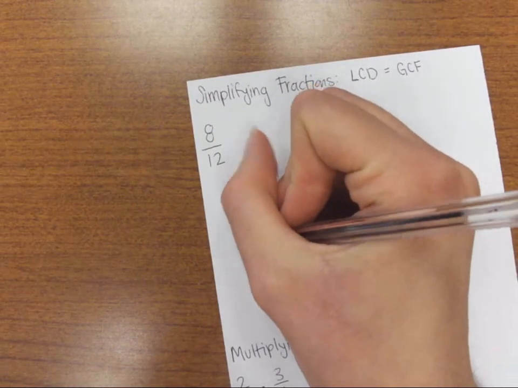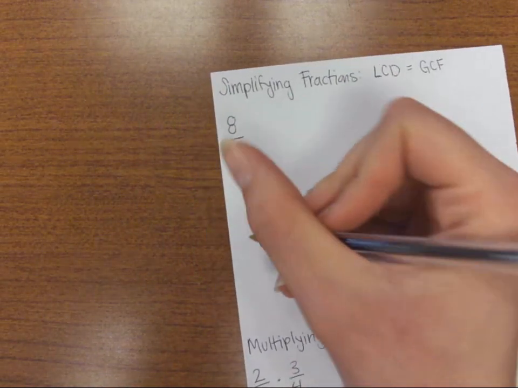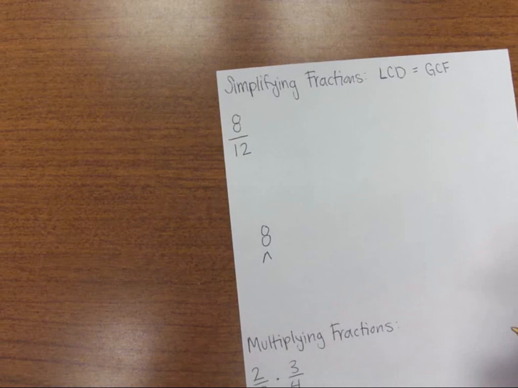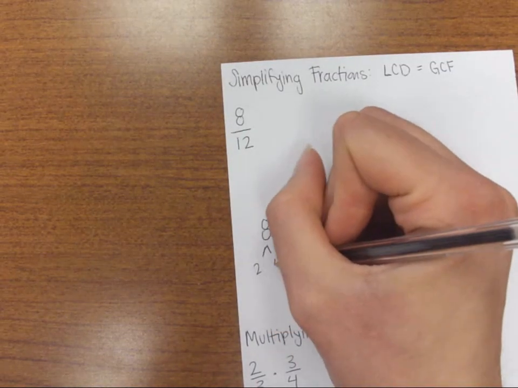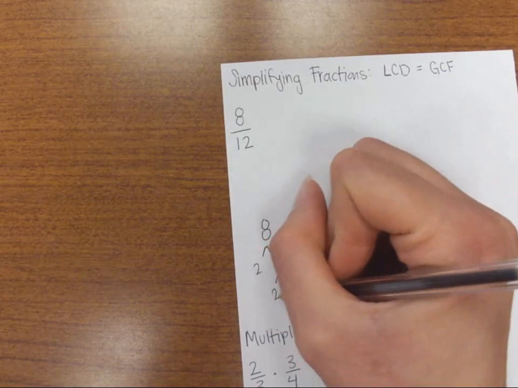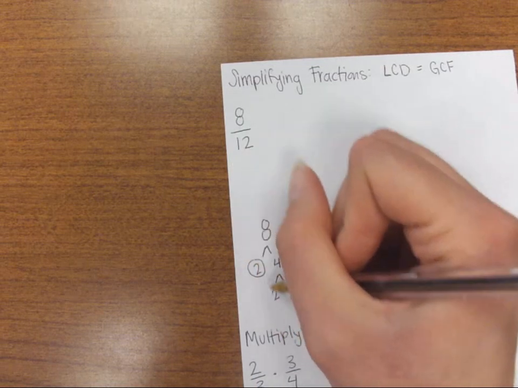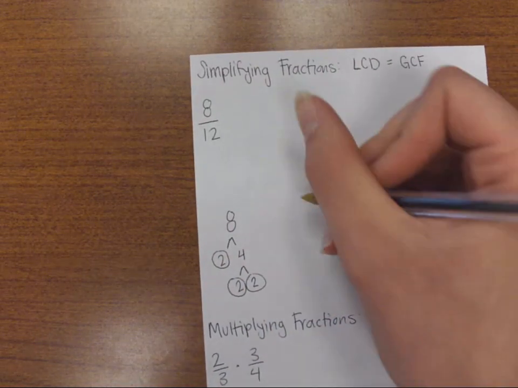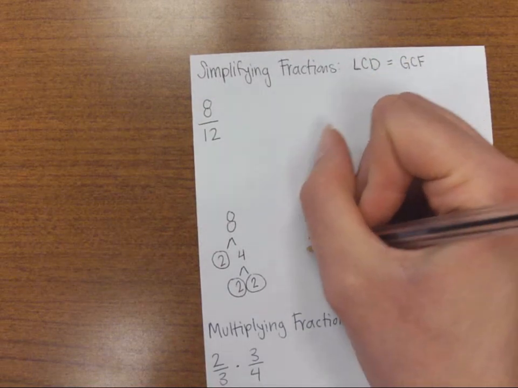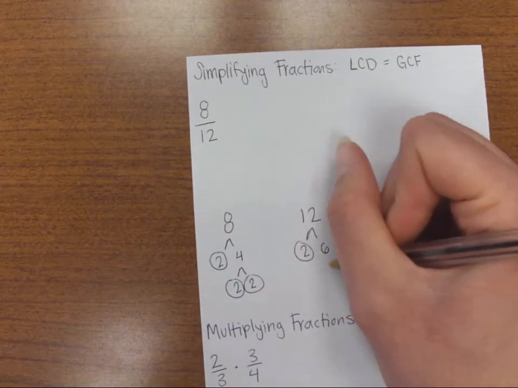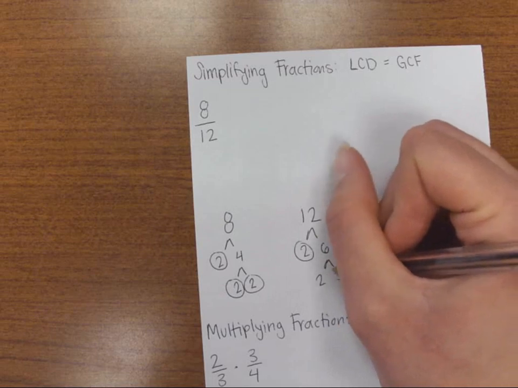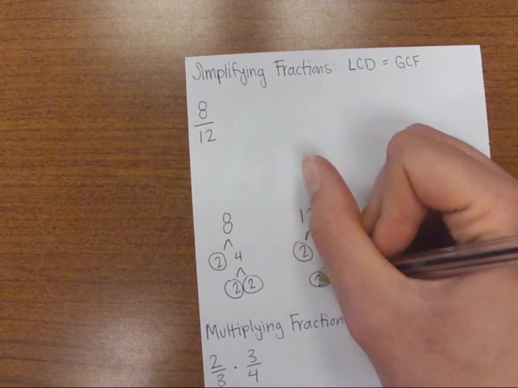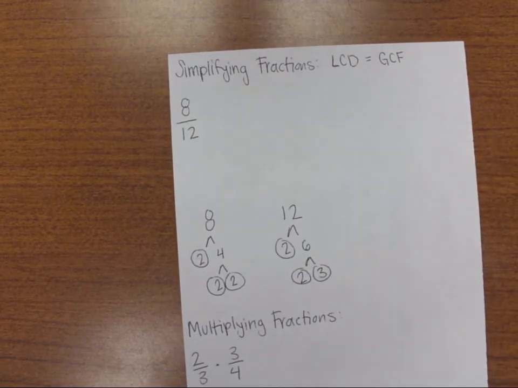One way we can do that is to find the greatest common factor. To do that, we take each of these numbers and find its prime factorization. So 8 divides into 2 and 4. 4 factors into 2 and 2. So for my 8, I get a 2 times a 2 times a 2 for my prime factorization. For my 12, I get 2 and 6. 6 gives me 2 and 3. So I get a 2, 2, and a 3 for my factors of 12.